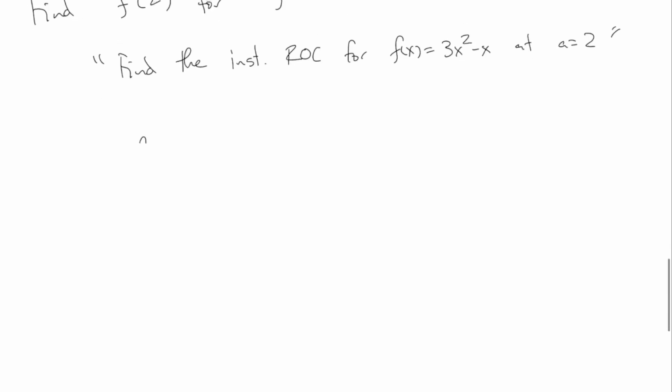Anyway, you don't have to think too much to begin. You write down the formula which you have remembered. f prime of 2 is the limit as h goes to 0. It's always f of a plus h, or in this example a is 2, so f of 2 plus h minus f of a, divided by h. That's my instantaneous rate of change formula.